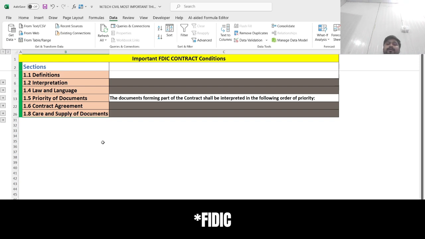As a contract practitioner, you always need to have something in your mind. You cannot remember clause by clause, but you need to have knowledge of which part comes under which section.